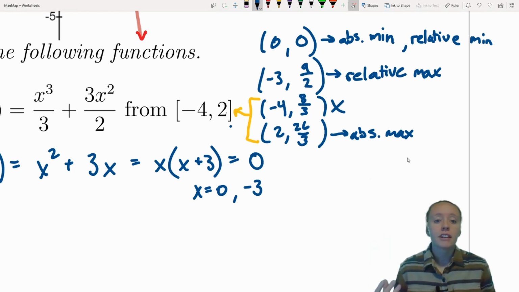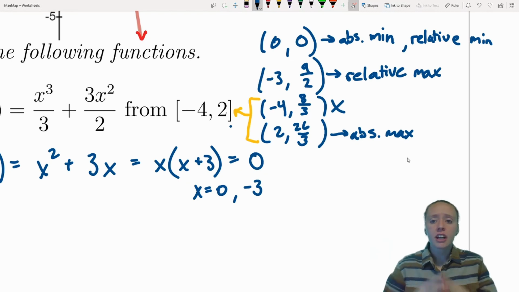So there we have it. My absolute min and relative min are the point 0, 0. My relative or local max is the point -3, 9/2, and my absolute max occurs at the point 2, 26 thirds.